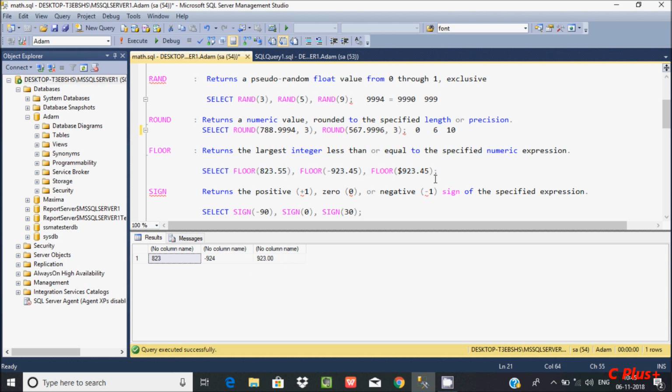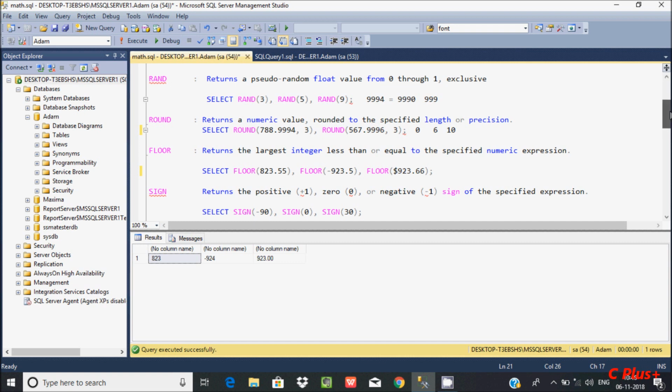So if you give here 66, let's see what happens. So it's displaying the same values. Now if you give here minus 9.5, it's still displaying minus 925 here. So this is the use of the FLOOR function, which returns the largest integer less than or equal to a specified numeric expression. So this is the thing.